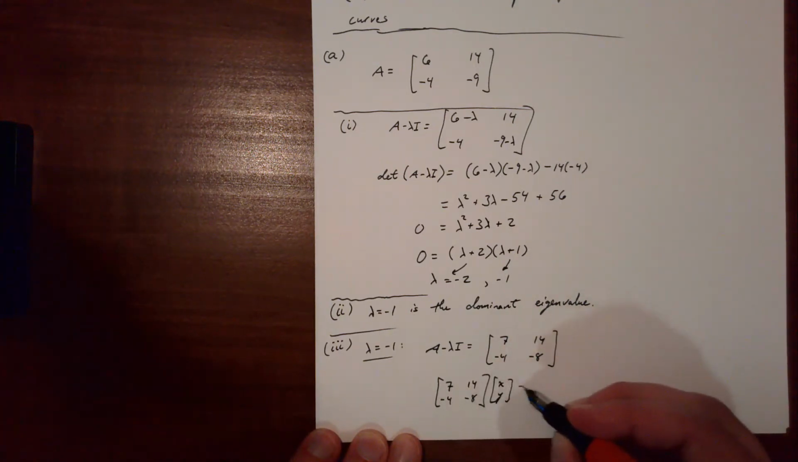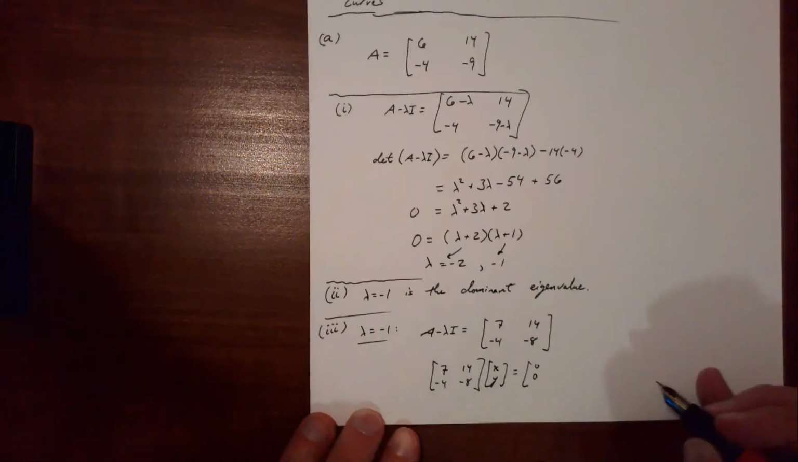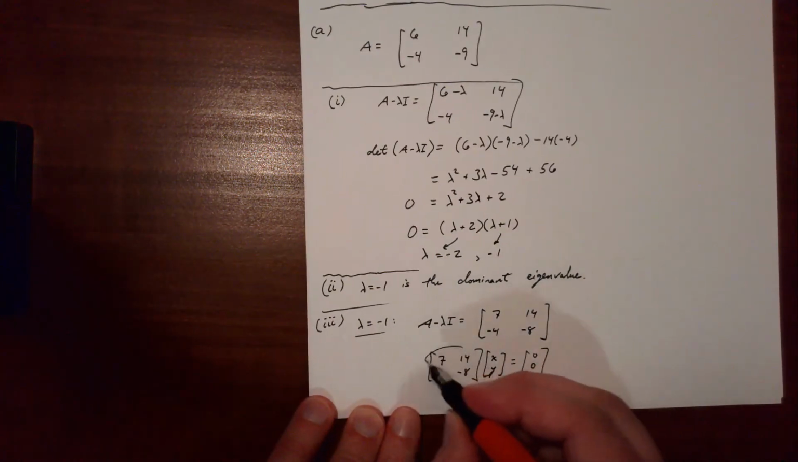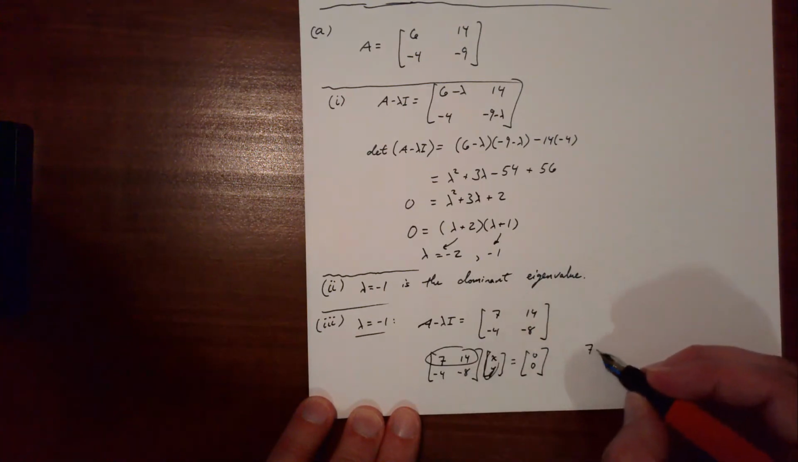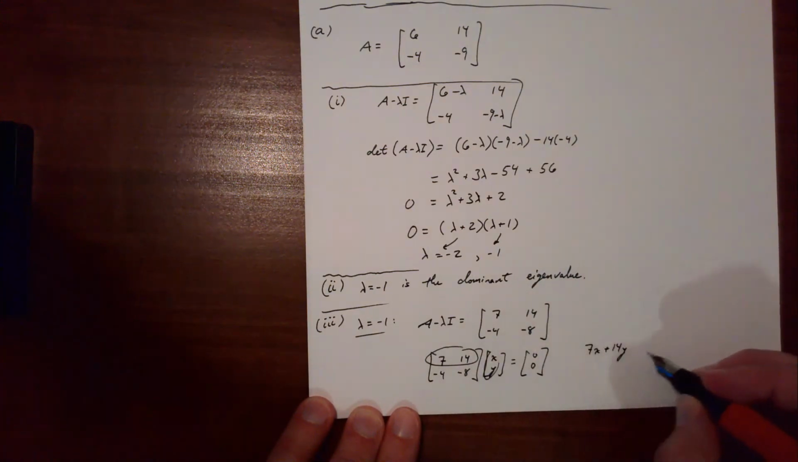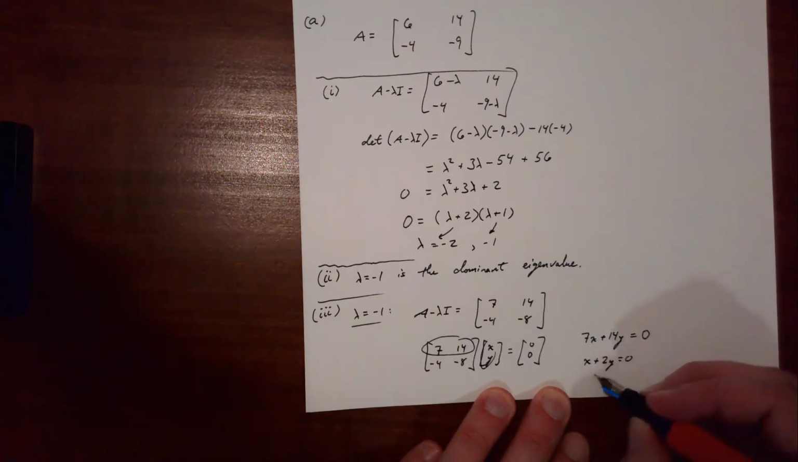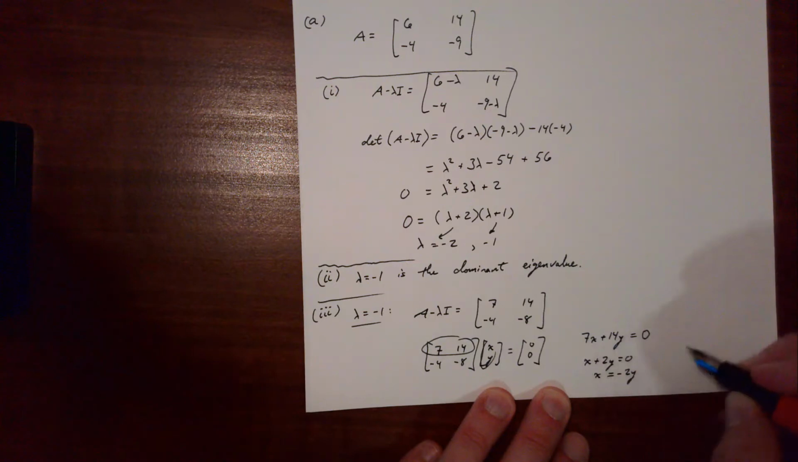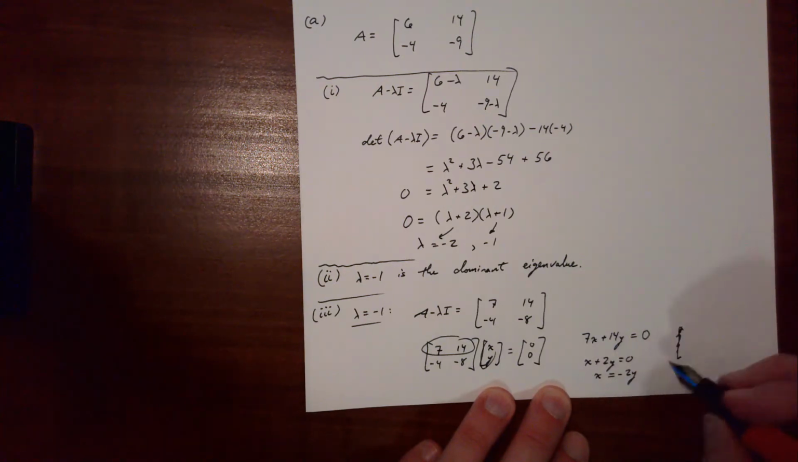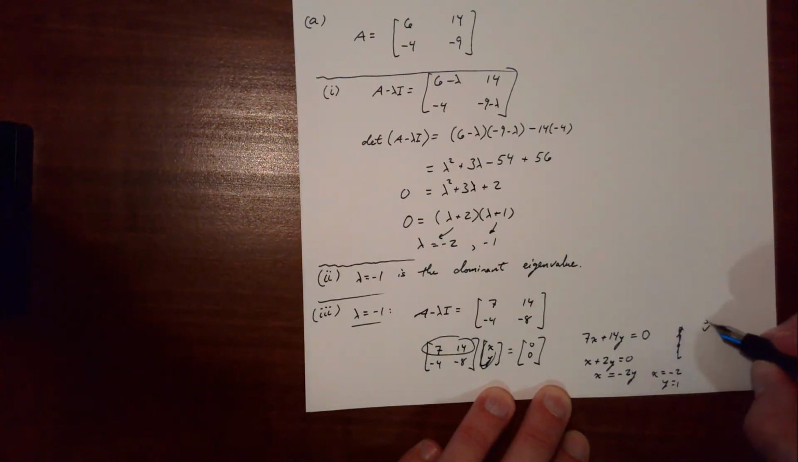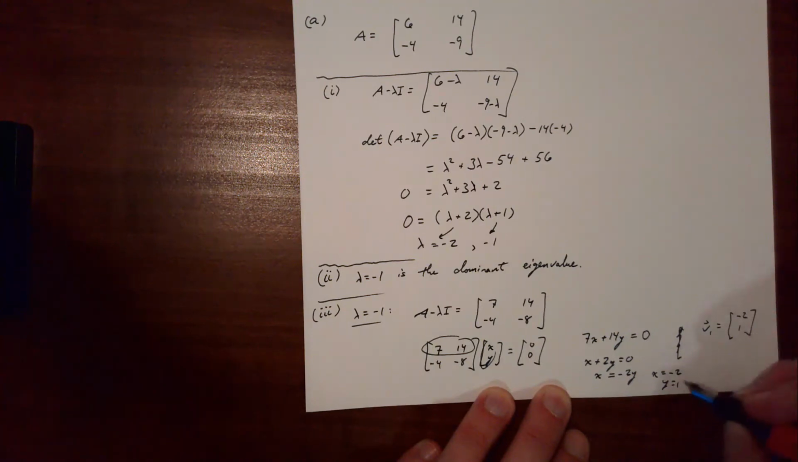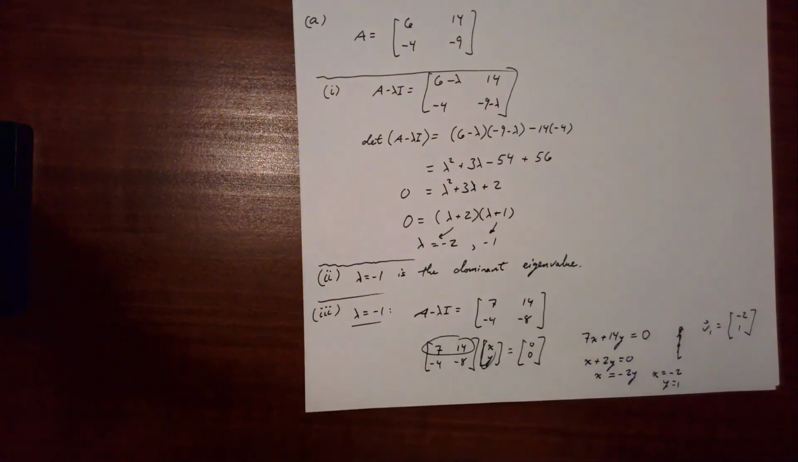And I just go through the usual process here. Choose a row. Now I can multiply everything by 1/7 to get x plus 2y equals 0, x equals negative 2y, and so I can pick x equals negative 2, y equals 1. So my first eigenvector here is going to be negative 2, 1 to go with that eigenvalue.